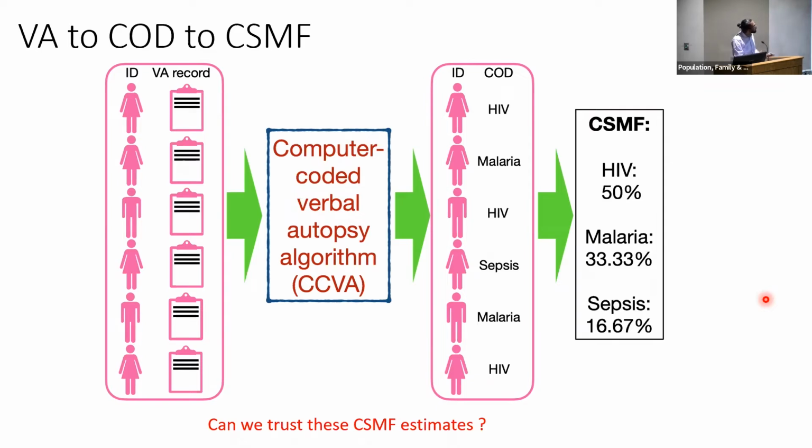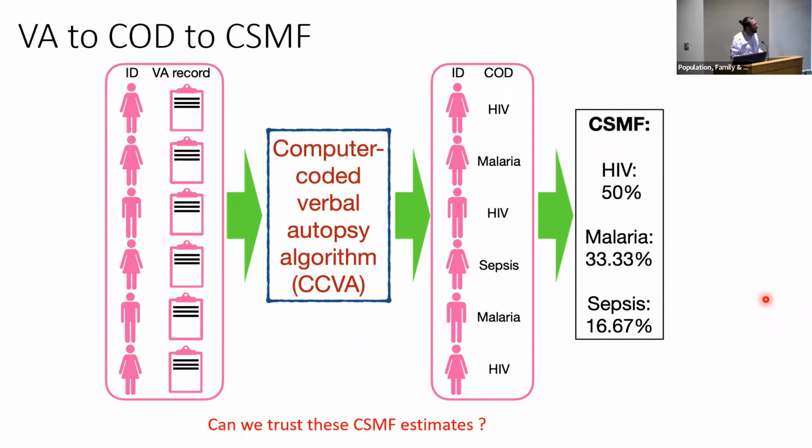So this is a toy example where we have only the verbal autopsy records. We pass them through the software and get the predicted cause of death. In this example, 3 out of 6 are predicted to have died of HIV. So then the HIV CSMF is 50%, and similarly for the other cause categories. That seems like a simple enough procedure.